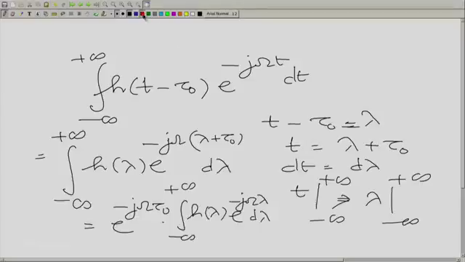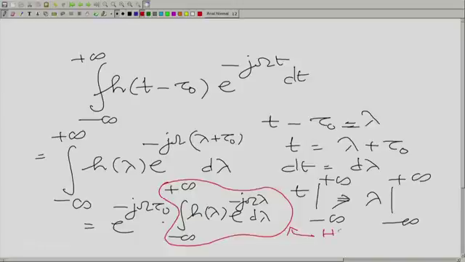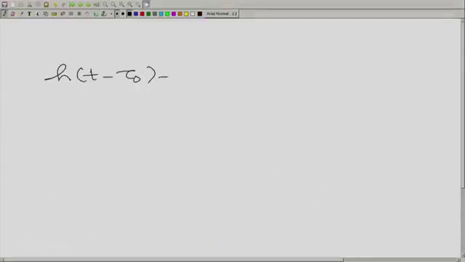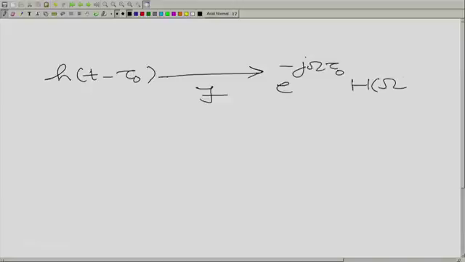And notice that this is essentially capital H of omega or H of f, whatever you like to call it. And therefore, the Fourier transform of h of t minus tau 0 is e raised to the power minus j omega tau 0 times H of omega, or in the language of f, e raised to the power minus j 2 pi f tau 0 times H of f.